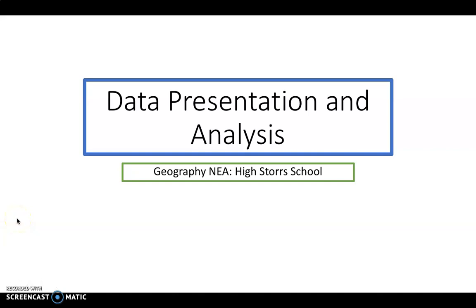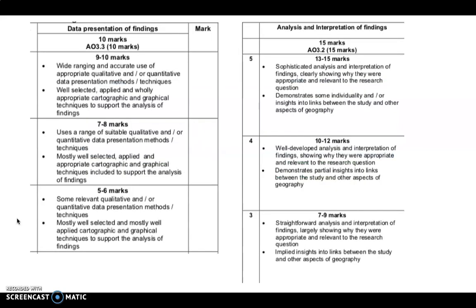This presentation is designed to help you think about what you need to include in your data presentation and analysis, and it includes some examples of pieces of work just to help inspire you and think about what you might include. I've included the mark scheme just to begin with, just to have a look at what the requirements are.